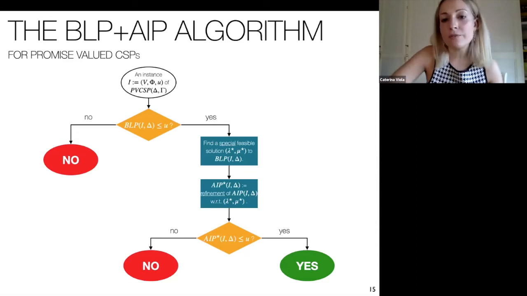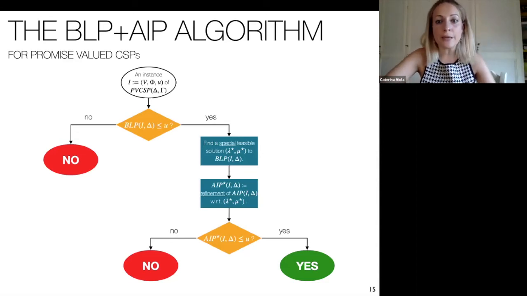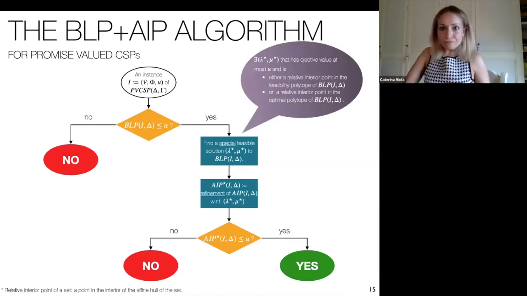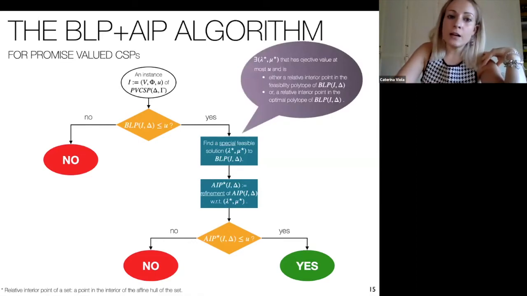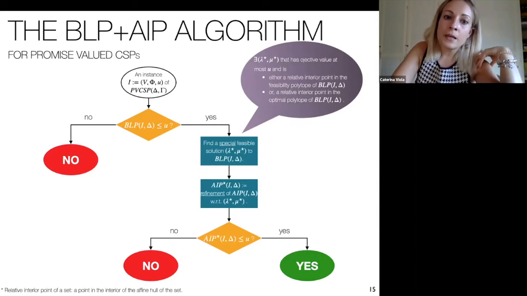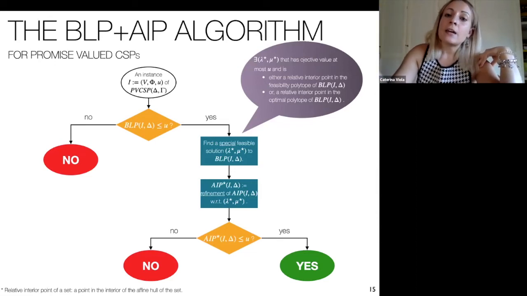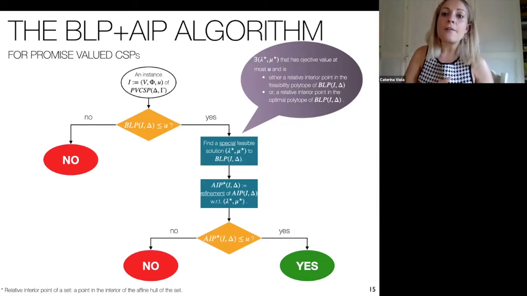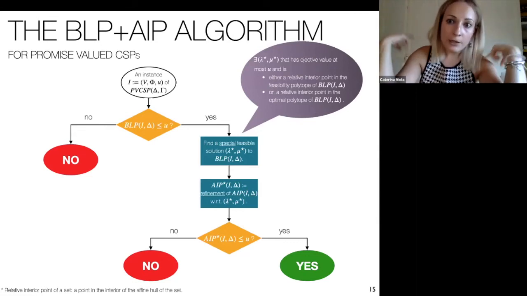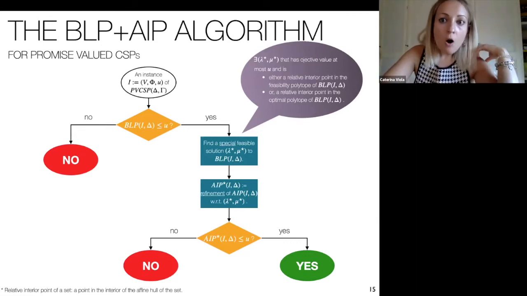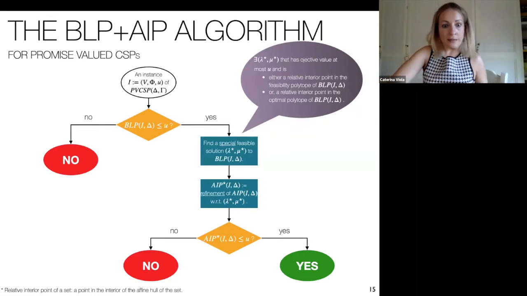How do we find this special feasible solution to the BLP? So we know that if the optimal value of the BLP(I, delta) is at most U, then we can find a solution lambda star, mu star having an objective value at most U, and such that it is either a relative interior point in the feasibility polytope of BLP(I, delta), or it is a relative interior point in the optimal polytope of the BLP relaxation(I, delta).